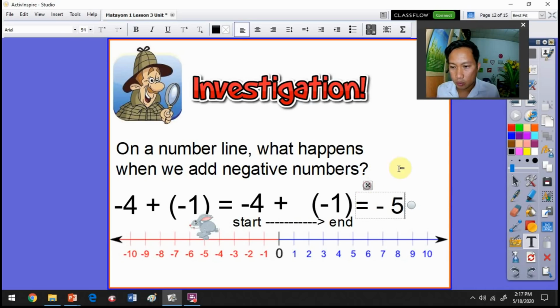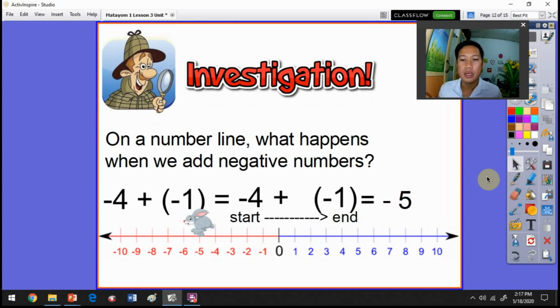Alright. So, let's check if our investigation or our concept is correct. Negative and negative ends up with a negative. Negative plus negative equals negative. 4 plus 1 equals 5. Very easy. So we are correct with our concept.